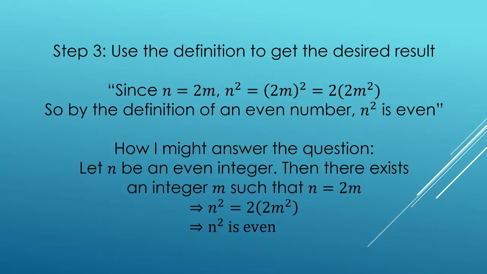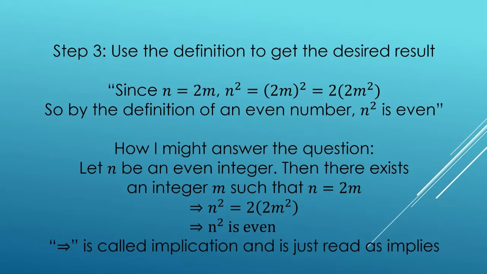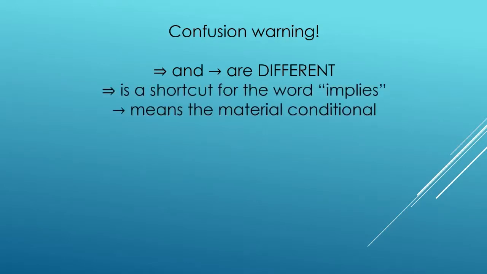Let n be an even integer, then there exists an integer m such that n equals 2m. This implies n squared equals 2 times 2m squared, and this implies that n squared is even. This arrow with double lines, which is very important, is called implication, and it's just a shortcut for writing implies. Confusion warning. Implies and material conditional are different. Implies is a shortcut for the word implies. Material conditional means the material conditional, as in the logical connective.